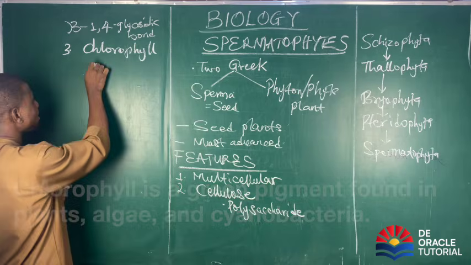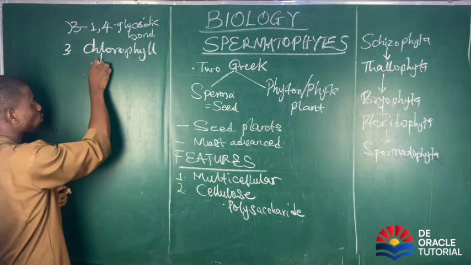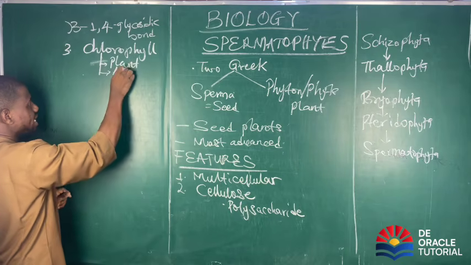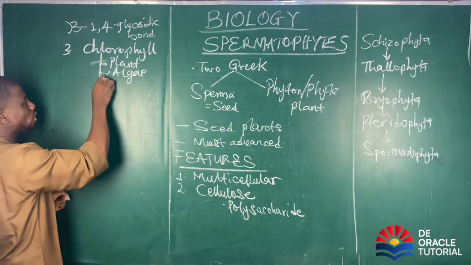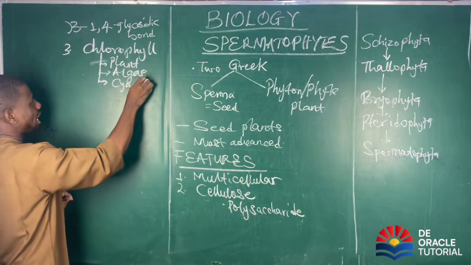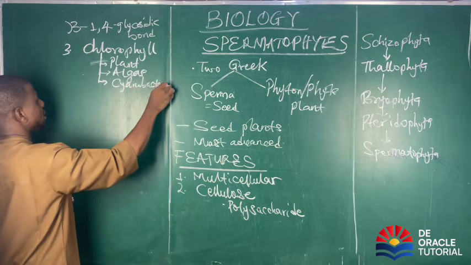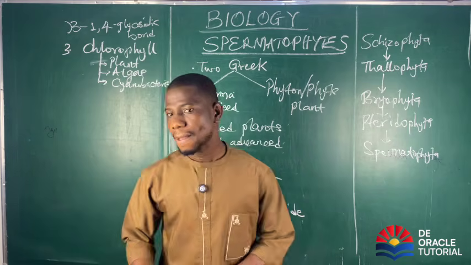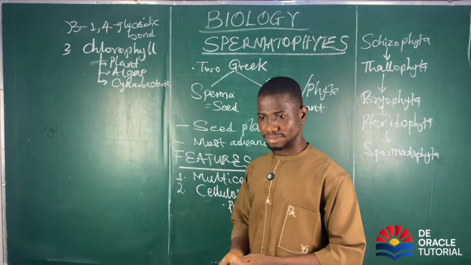It drives photosynthesis. This chlorophyll is found in plants, algae, and also in cyanobacteria. Now, what is the work? It drives photosynthesis by absorbing light energy.